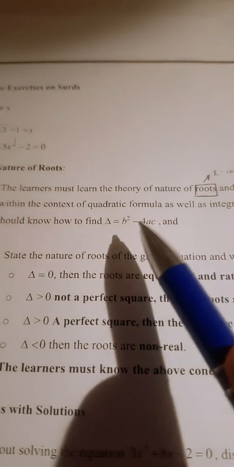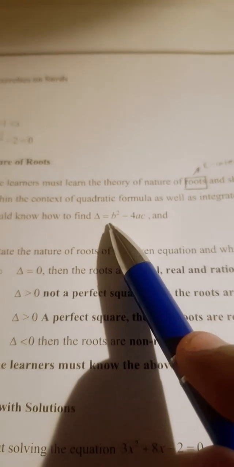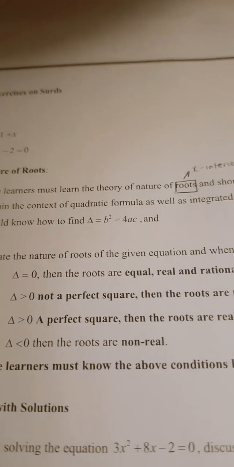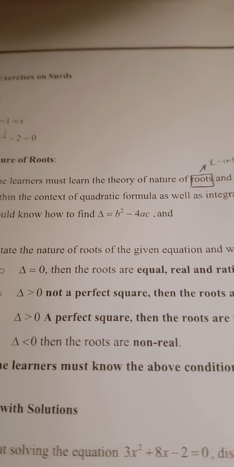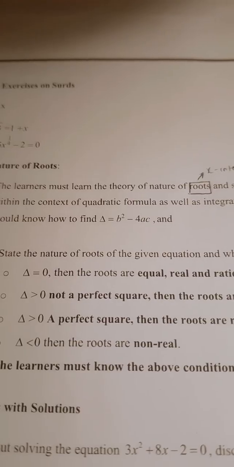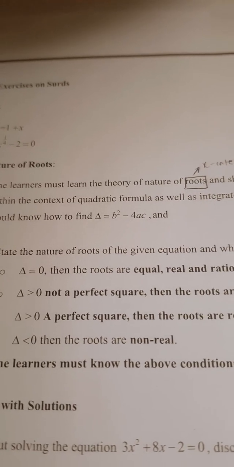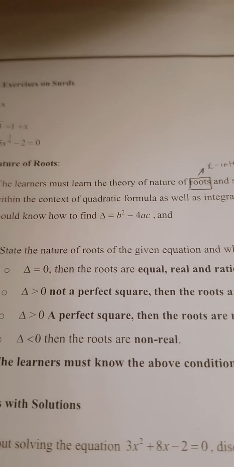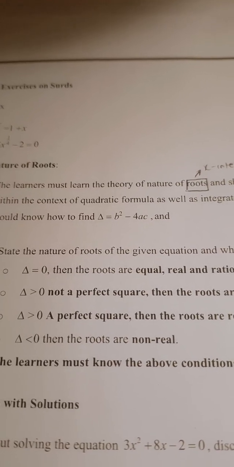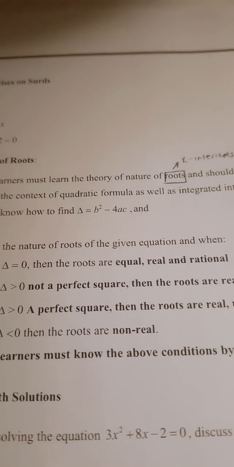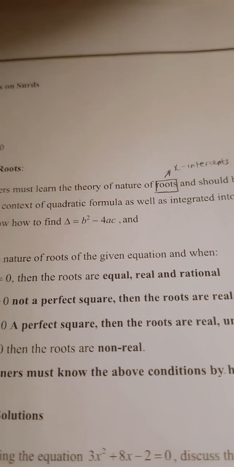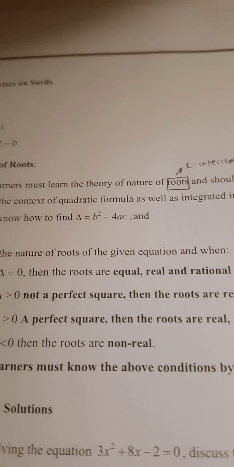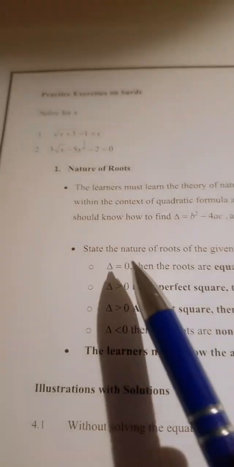All right. So we call this delta, and we say b squared minus 4ac is the expression of delta, which we also refer to as the discriminant, because it is the one that helps us to make a clear judgment about what is the nature of a particular root, or what is the nature of particular roots.